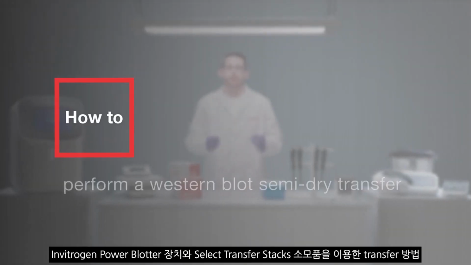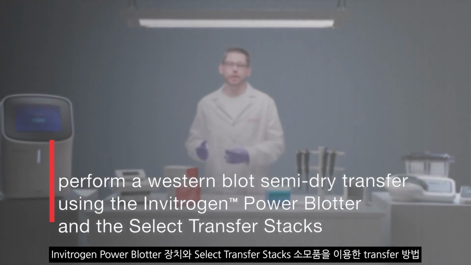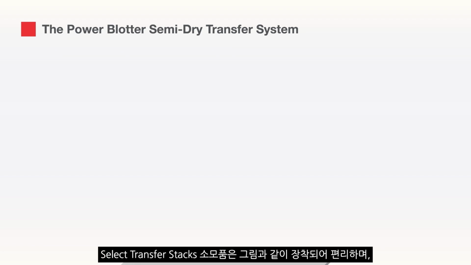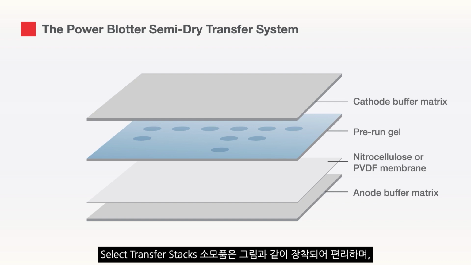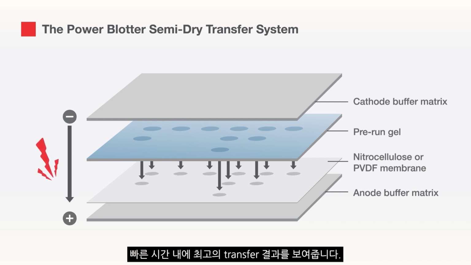In this video, you'll learn how to transfer protein from polyacrylamide gels to membranes using the Invitrogen Power Blotter and Select Transfer Stacks. Invitrogen Power Blotter Select Transfer Stacks utilize a special application of the unique gel matrix technology developed for the Invitrogen iBlot 2 transfer stacks. Each stack contains the appropriate cathode and anode buffers in gel matrices, so there is no need to prepare transfer buffer. They also incorporate either PVDF or nitrocellulose membranes.